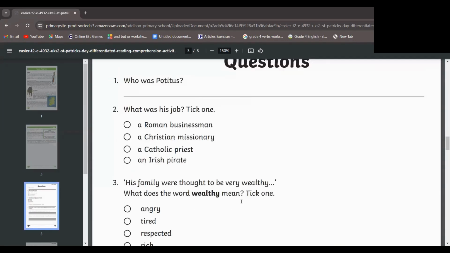Yes. Now, could you please read the first question? Question 1, who is Potitus? So, do you want me to go back to the text and write the exact answer, or do you remember something? I think I remember something. Patrick's dad. Okay, you can try. You can write that sentence in your book. But if you have any confusion, just let me know. We'll go back to the text and find the exact statement.